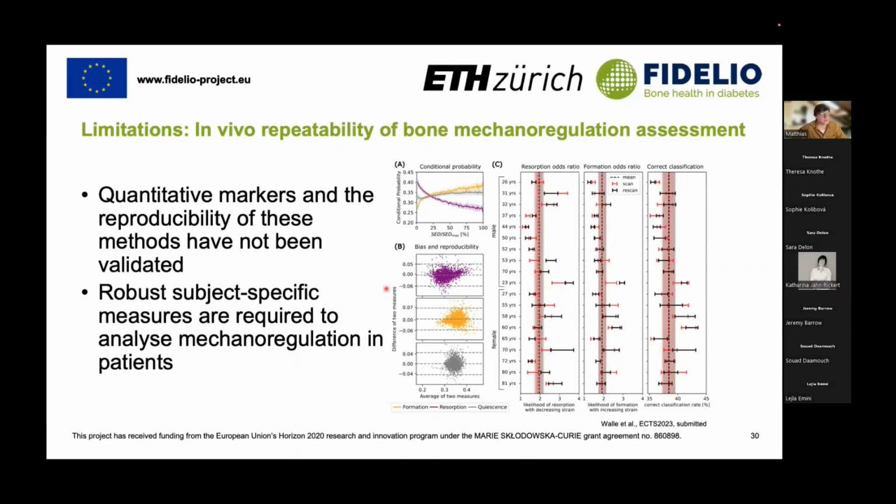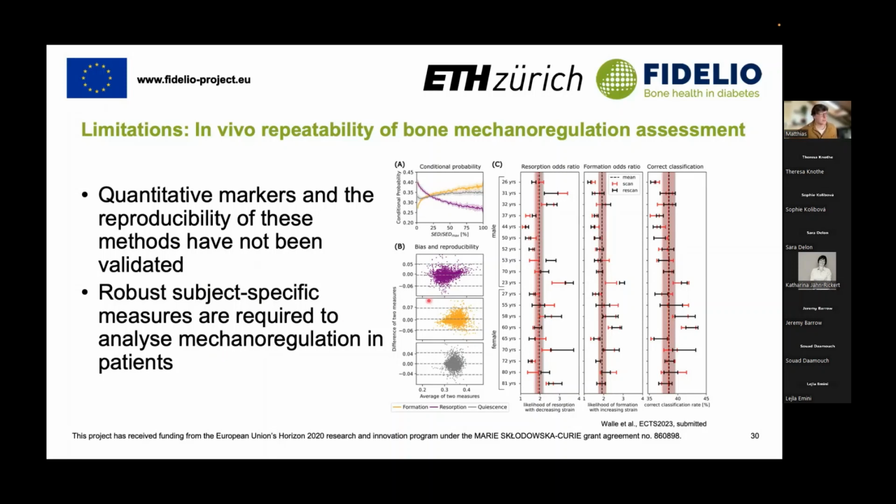However, there are still limitations of this analysis. Bone mechanoregulation, or a load-driven bone remodeling, has been shown in humans. However, there are not very many quantitative markers yet, and the reproducibility of these methods has not been validated. And in order to compare mechanoregulation in diabetes patients with controls, we need robust subject-specific measures that quantify this mechanoregulation in patients.